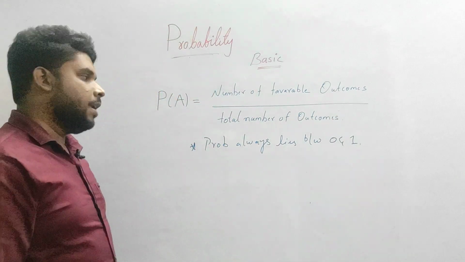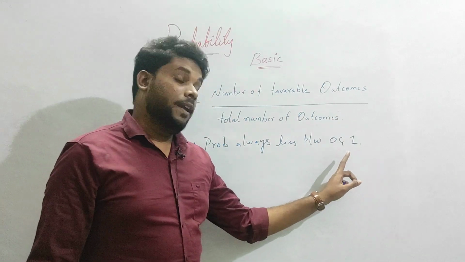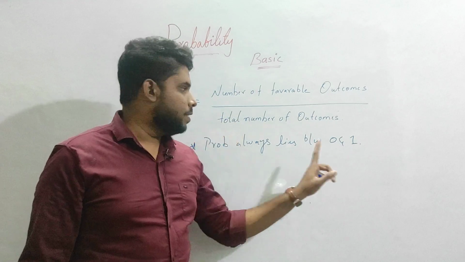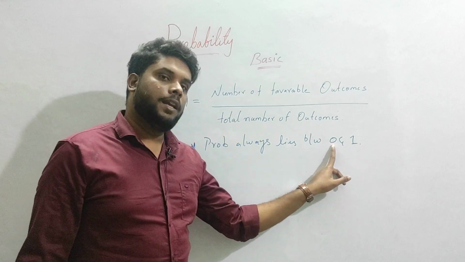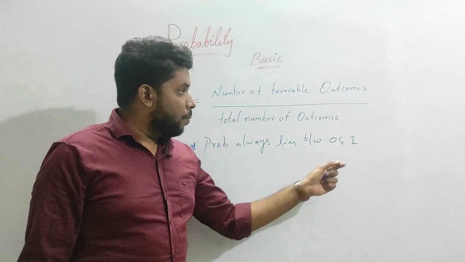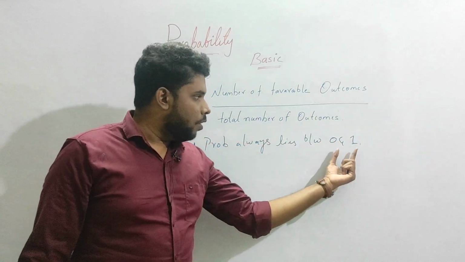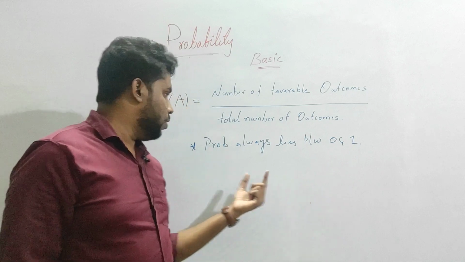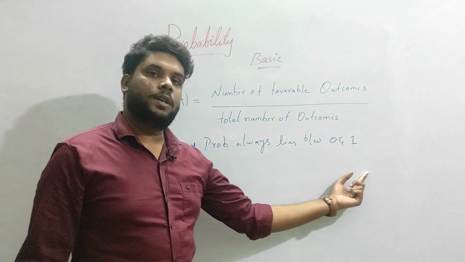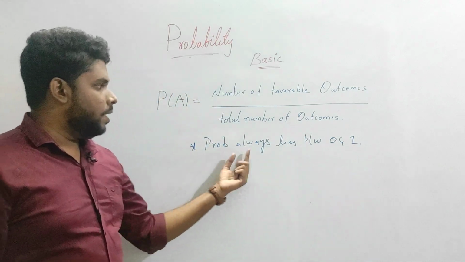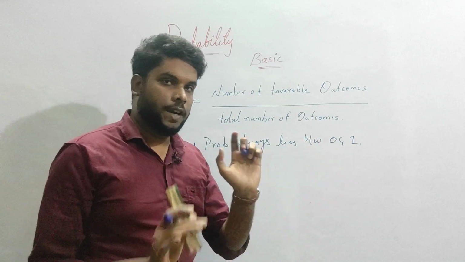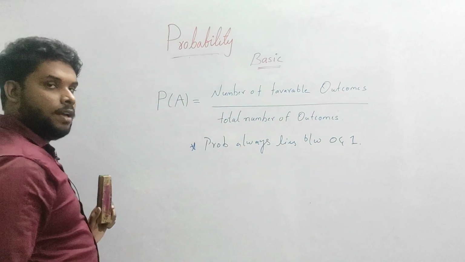What does it mean? The probability will never be negative. It means we won't find probability less than 0, and probability will not be more than 1. Probability always lies between 0 and 1. This is an important point for solving MCQs. We will always find that probability comes between 0 and 1.